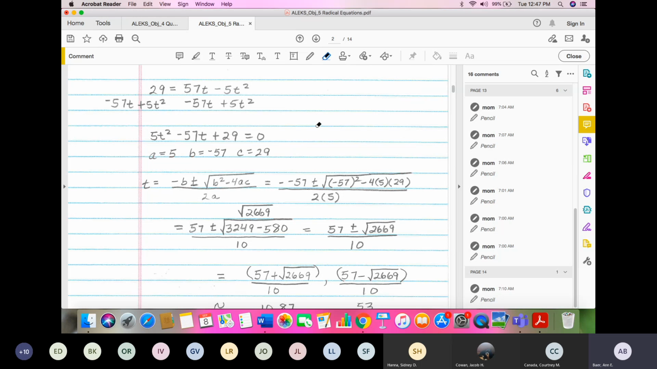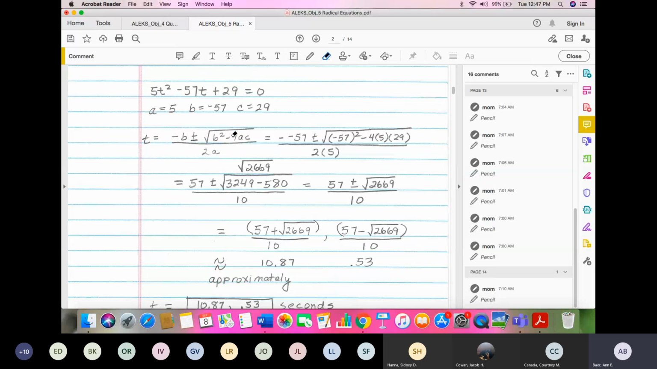And we can only use the quadratic formula because we have a quadratic equation. We must have a square term. We may or may not have a t term. We may or may not have a constant term. That's the only time you can use the quadratic formula, is when you have a quadratic equation. So here's our quadratic formula. t equals negative b. b is negative 57. So that's why I've got this negative 57 here. The first negative came from our formula. The second negative came because b is a negative 57.